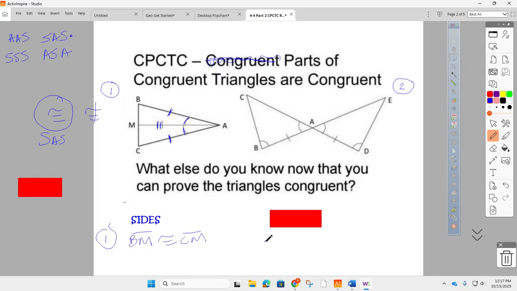So let's talk about the angles now that we know are congruent. So we have 1 angle marked congruent in these triangles. So that leaves us 2 other angles. Some angle is congruent to some angle. We know there's 3 angles in every triangle, and we only have 1 marked congruent here. So can you give me another pair of angles, Miles?